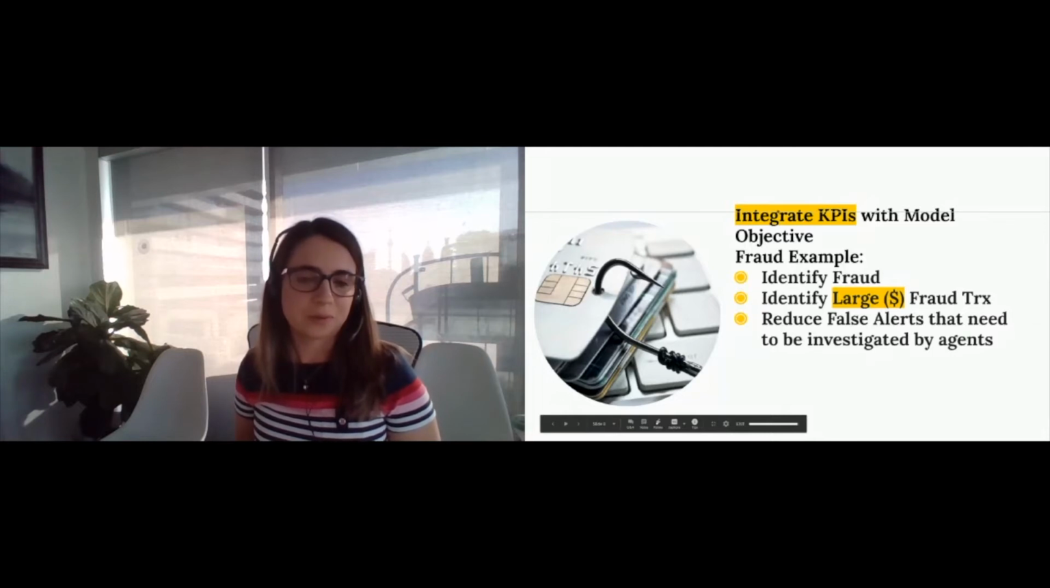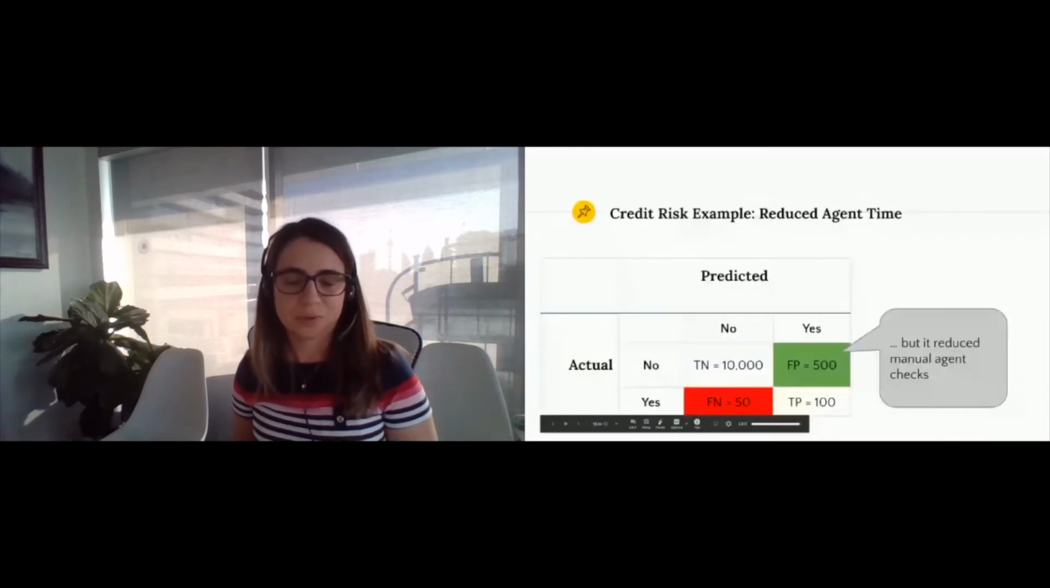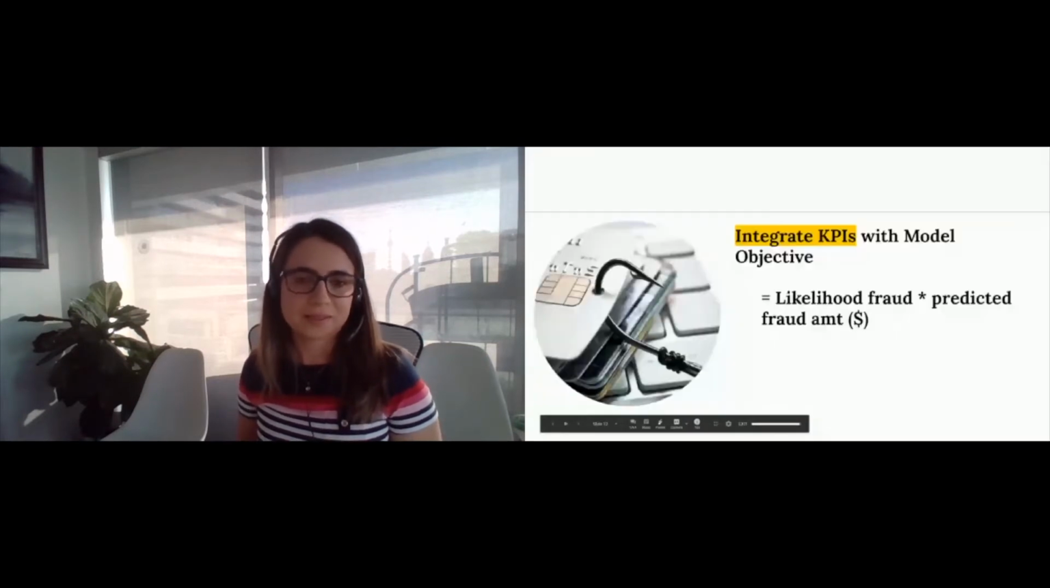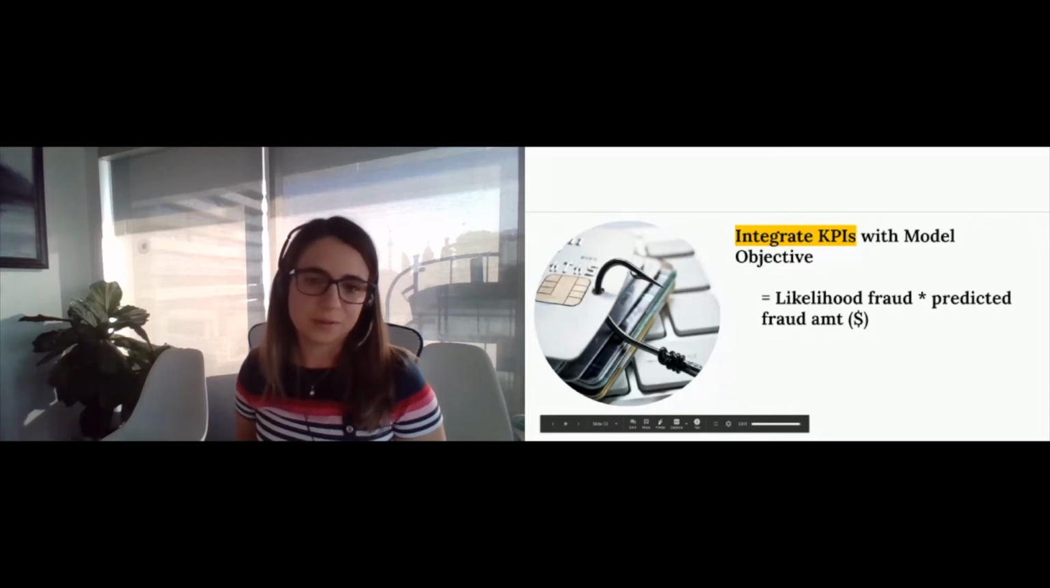But perhaps this model also reduced agent time. Because it has fewer false positives, there's less for the agents to manually review when they look at your backlog of transactions. So you have to weigh these KPIs with the statistical model performance and figure out what is most important for your business to track and optimize. So in this case, we might want to have one model that's predicting the likelihood of fraud, and then also figuring out another model that predicts the likelihood fraudulent amount in dollars.